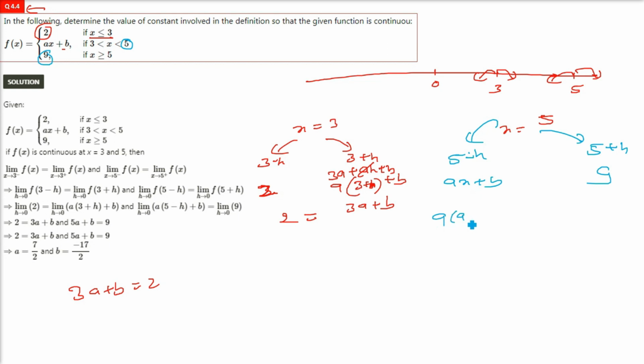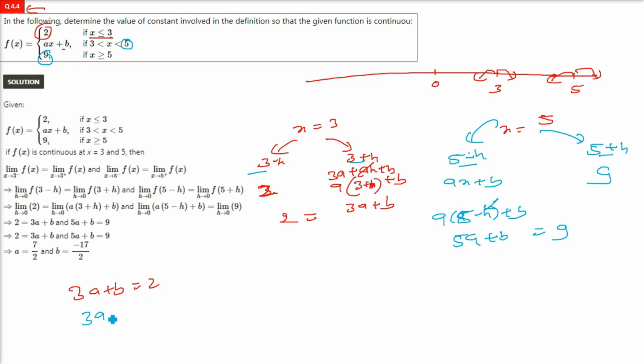Ax plus b, in place of x just replace it by 5 minus h. And then you have to equate it to 9. So 5a, h is 0, plus b is equal to 9. So both ways we get an equation on the left hand side, meaning x equal to 3, and another equation for x equal to 5.